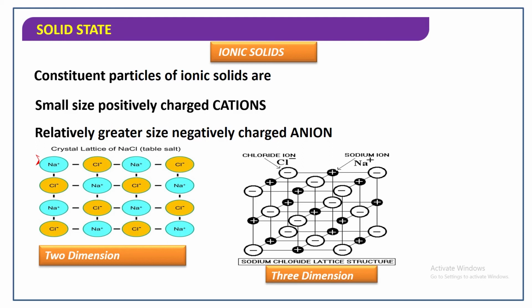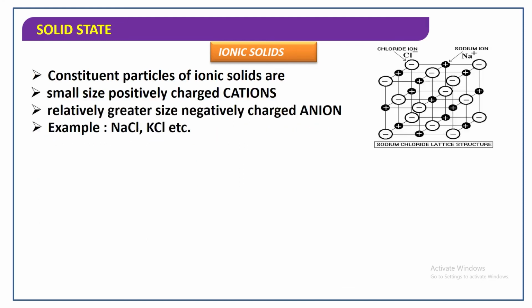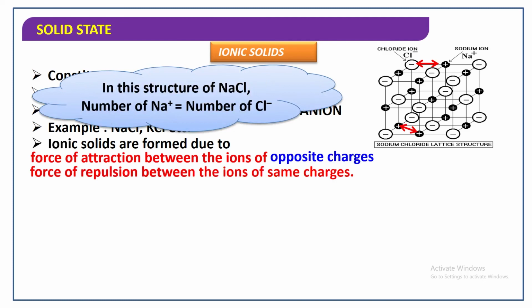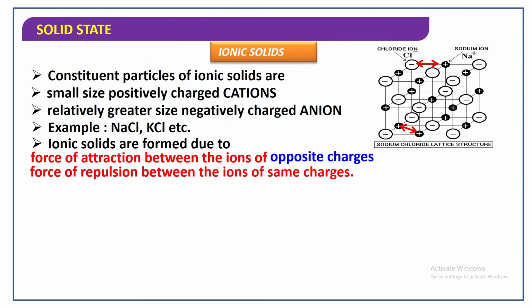I have shown sodium chloride in 2D and 3D. In 3D, every cation, meaning sodium ion, is surrounded by 6 anions, 6 chloride ions, and every chloride ion is surrounded by 6 sodium ions. There's a definite regular geometry, so I can say that these are crystalline solids. The interaction between two opposite charges will be attractive, and between two similar charges it will be repulsive.